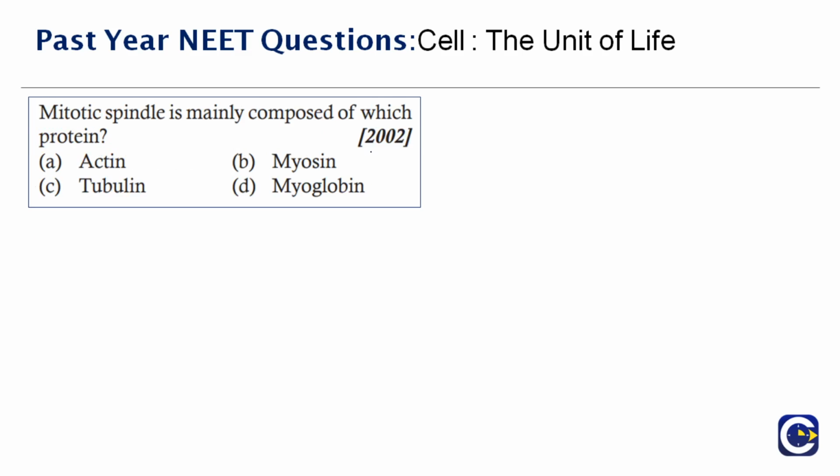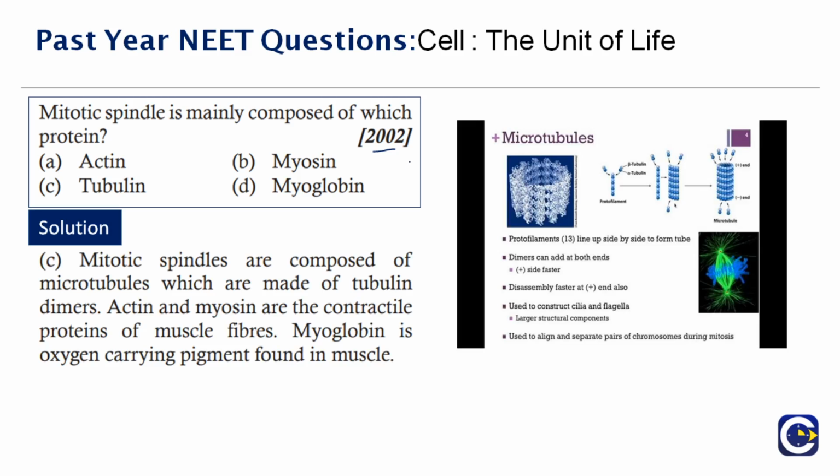Okay, now let's move to the next question here. This question was asked again in the year 2002. Mitotic spindle is mainly composed of which protein? Again, this is an easy question. If you know what proteins are present in microtubules and microfilaments, I think you don't have to get worried about this particular answer, because mitotic spindle will obviously have what in them? They will have microtubules in them, right? Mitotic spindle will for sure have microtubules in it. So what is the protein that is present in microtubules now? It is tubulin. Therefore, the correct answer to this question is option C, tubulin.